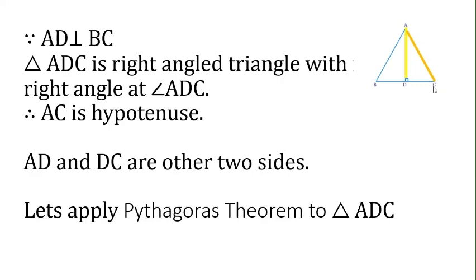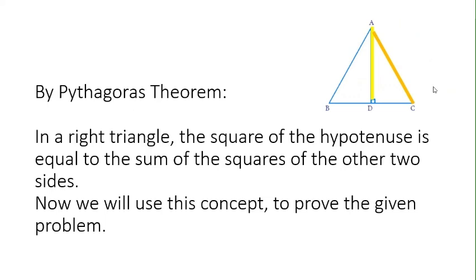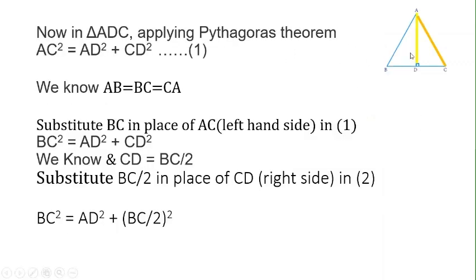And one more point we can apply to a right angled triangle is the Pythagoras theorem. What is Pythagoras theorem? In a right angled triangle, the square of the hypotenuse is equal to the sum of the squares of the other two sides. Now we are applying this theorem to triangle ADC, where AC is the hypotenuse and AD and CD are the two sides. Applying Pythagoras theorem, we can write AC square is equal to AD square plus CD square.